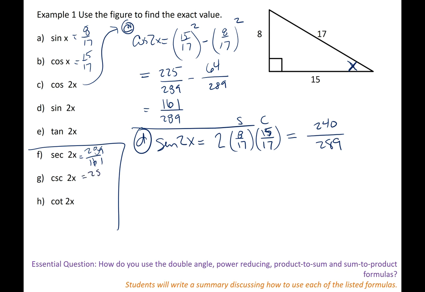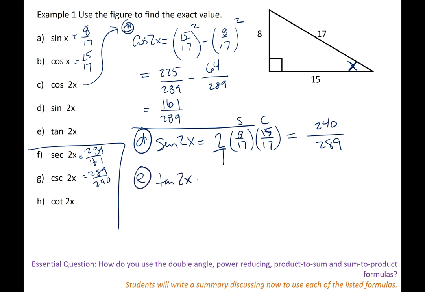Cosecant. So I'm going to go down here and 289 over 240. You don't multiply 2 to the denominator, right? No, it's technically in the numerator. Okay. Sorry. All right, then I'm going to do my work for E.